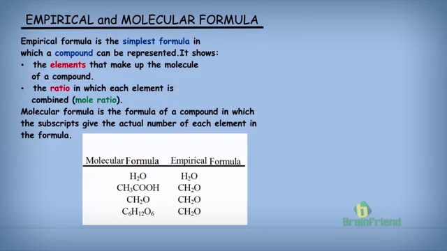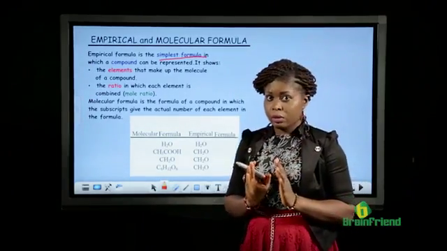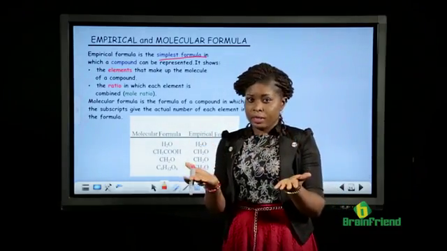Now, in the writing of chemical formulas, we have what we call empirical and molecular formulas. We say that the empirical formula is the simplest formula in which a compound can be represented. It shows the elements that make up a compound. It also shows the ratio in which these elements are present. I like to talk about empirical and molecular formulas together because it helps us to understand them better. So the empirical formula will tell us the elements that make up the compound, right? Then it also tells us the ratio in which they are present.